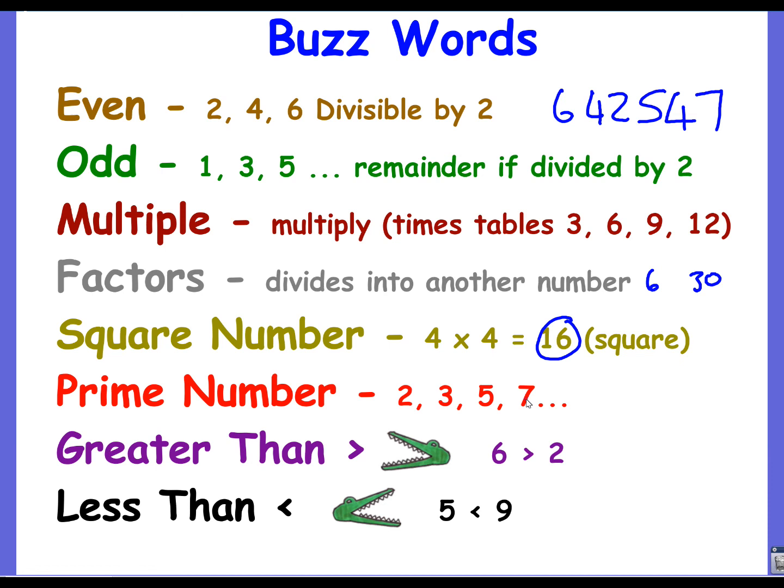We learnt 2 very important symbols today. That's the greater than symbol, where the crocodile's mouth is at the large end of our numbers. So here we have 6 is greater than 2. And the less than symbol, which is, again, the reverse, the crocodile's mouth is at the larger number, so 5 is less than 9.